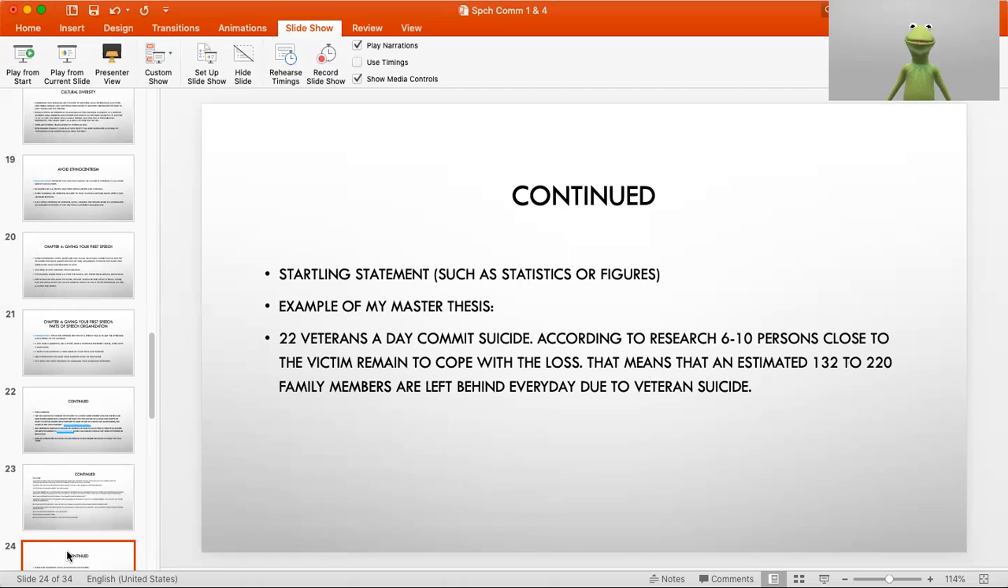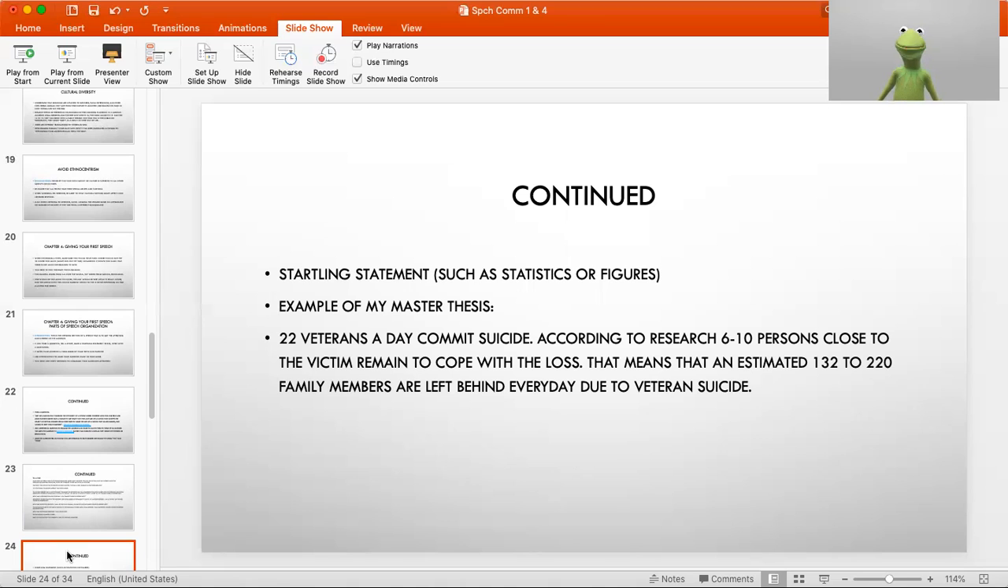Then the other example is using a startling statement. So usually you want to use statistics or figures that are dramatic. Hearing that number really makes an impact in the beginning to catch the audience's attention. An example of this would be for my master thesis. I did it over veteran suicide and the family members who were left, the survivors, to mourn them.